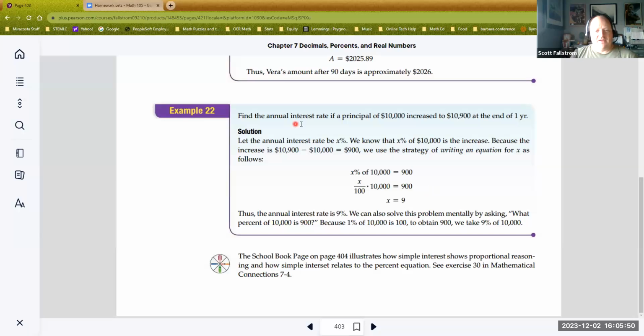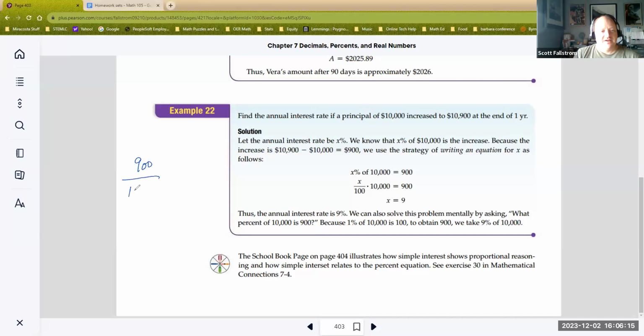Okay. Find the interest rate if a principal goes up to this. Well, if a principal amount goes up to this, the amount of increase is your interest. So you have $900 in interest. And you can just rewrite it. What percentage times $10,000 gets you to 900? And again, they could write it the way they've written it. I think it's easier personally to rewrite it as a proportion. I made $900 in interest off a balance of 10,000. What percent is that? Multiply by 100 on both sides.